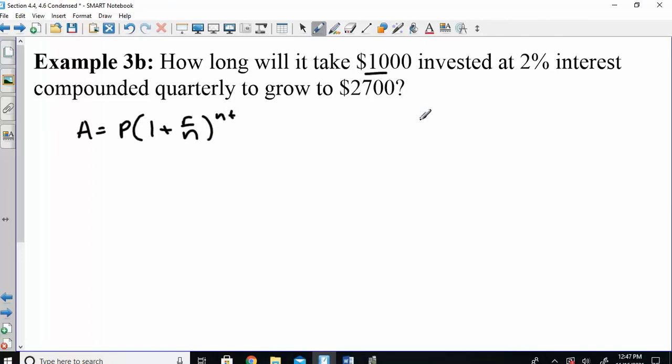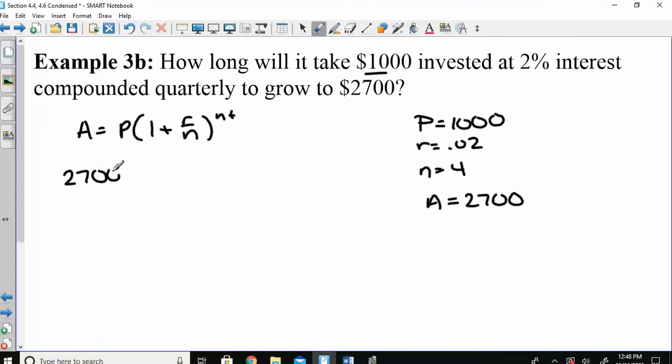So what's the 1,000? That is what we have today, our starting amount, our principal. 2%, so my rate is 0.02. Compounded quarterly, so that means n equals 4. To grow to 2,700, so my final amount is 2,700. So plug in. We have to solve for t. So what do we do first?